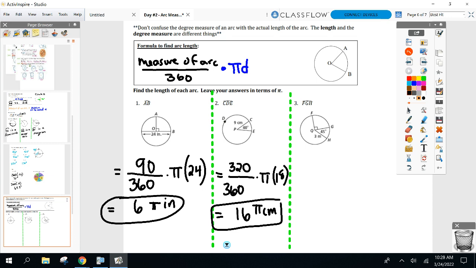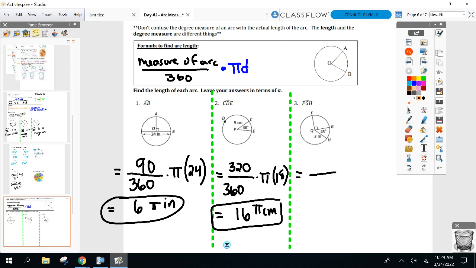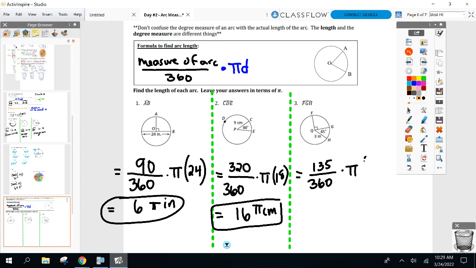Questions? All right, one more here where you find the length, F to G to H. Follow the letters, F, G, H. First thing for somebody, measure of F, G, H. 135 degrees. You add the 45 and the 90. Good. Over 360 times pi d, diameter length here. 6, double 3. Yep. Sneak the pi in. You can leave it as a fraction or a decimal here. It doesn't bother me.